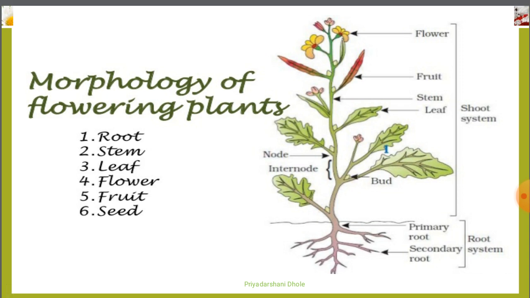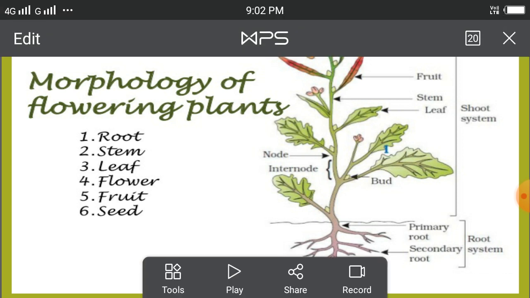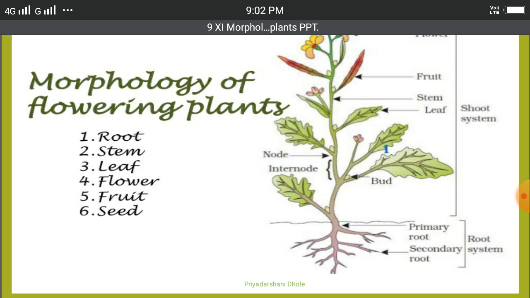The flowering plants come under the angiosperms. These are the flowering plants. Now, what are the parts of these flowering plants? These are the six important parts: root, stem, leaf, flower, fruit, and seed. Now, the first part is a root, which is also called the root system. It consists of a primary root and secondary root.